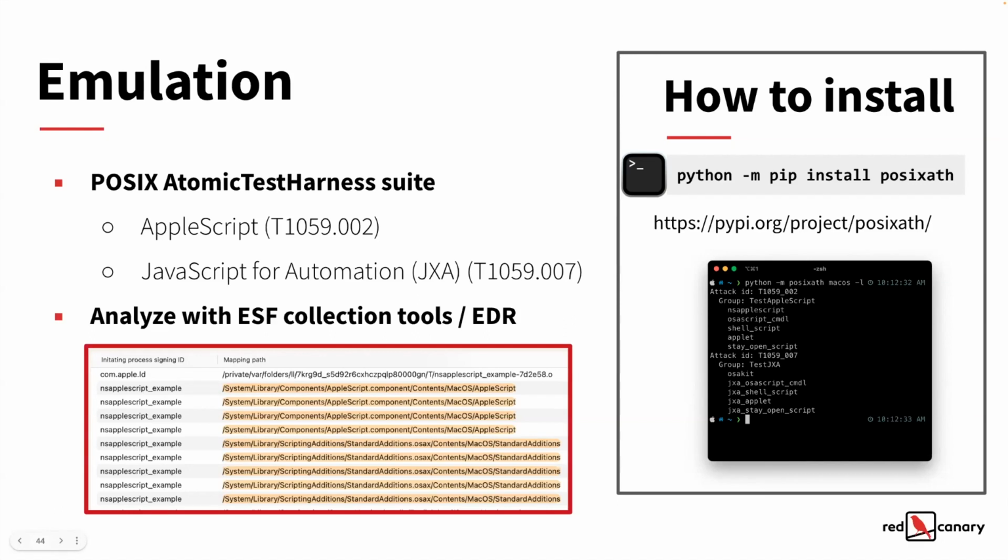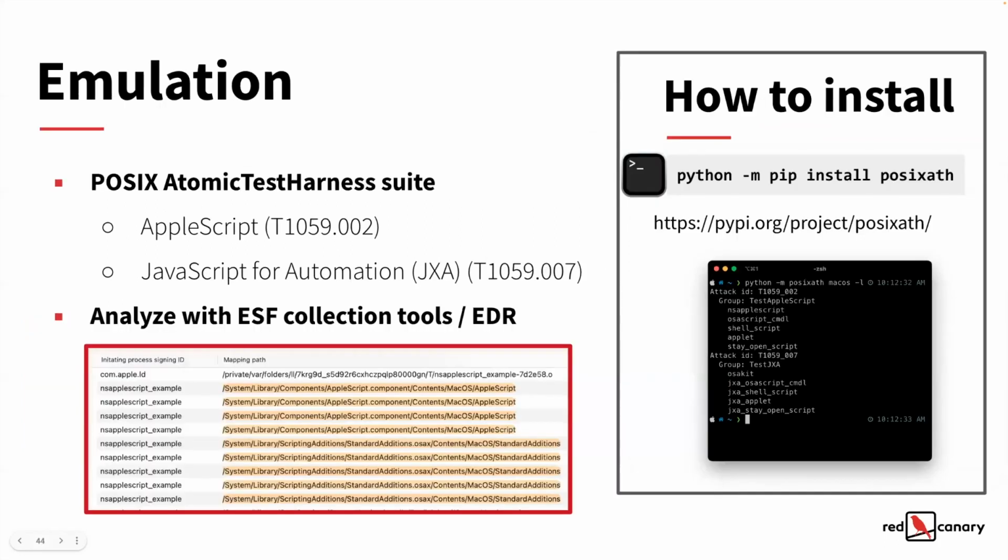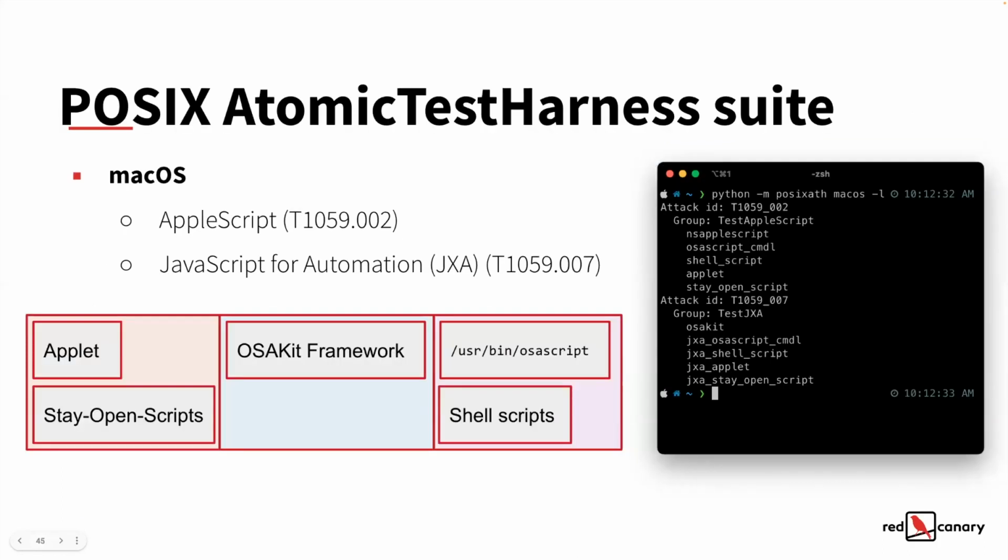On the macOS end of the spectrum, we have AppleScript right now and JXA. You can see there are 5 variations for each, covering programmatic execution, command line, shell scripts, applets, and the like. It's really cool. On the bottom, you can see a screenshot from an EDR monitoring tool, where we can say, hey, we noticed that this ad hoc signed example binary is mapping an OSA script component into memory. That's a little suspicious. If we go to the next slide, we'll break it down a little bit more.